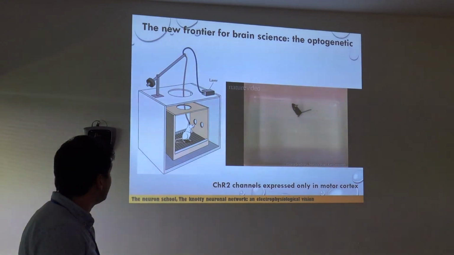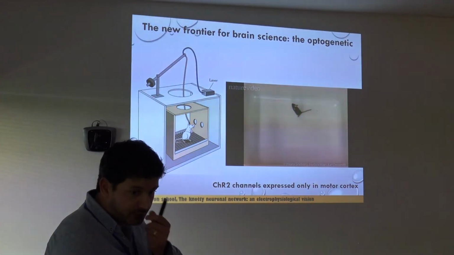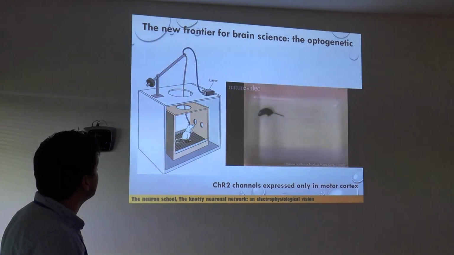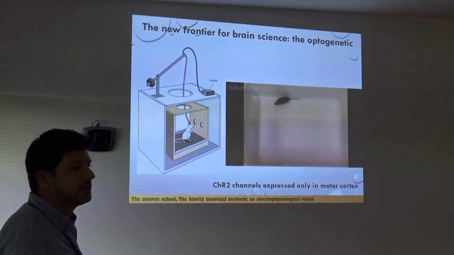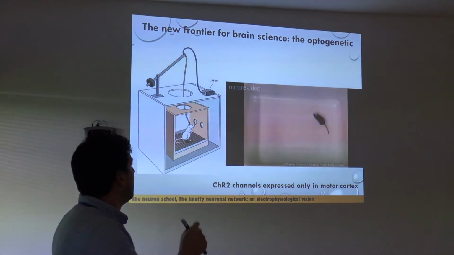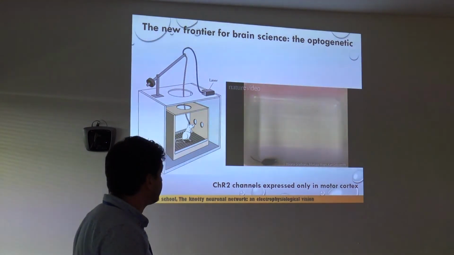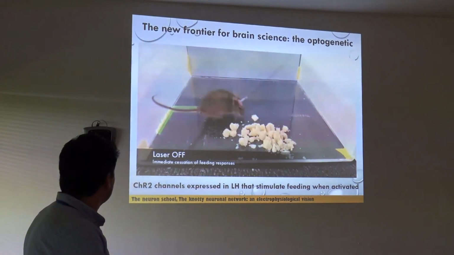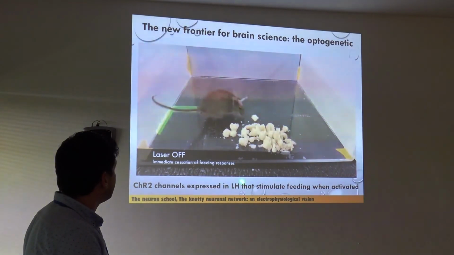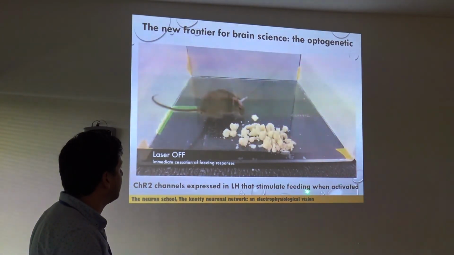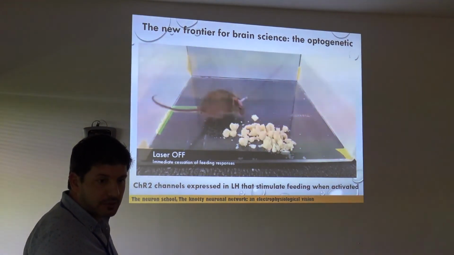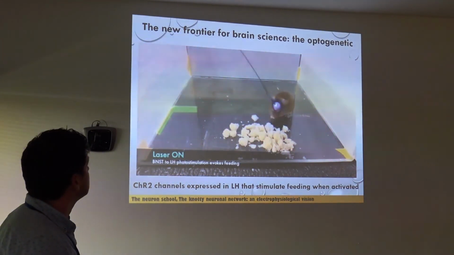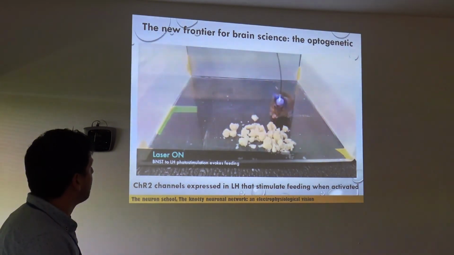As you can see here, for example, we may express channelrhodopsin receptors only in motor cortex, and when the blue light is on in the head, the mouse starts to move around the cage. Because it's possible to selectively activate those neurons in the motor cortex. Another really interesting example is this one, where we expressed the channelrhodopsin receptor channel in the lateral hypothalamus in order to stimulate feeding behavior in the animals. And as you can see here, when the light is on, the animals start to feed. When the light is off, the animals stop feeding.